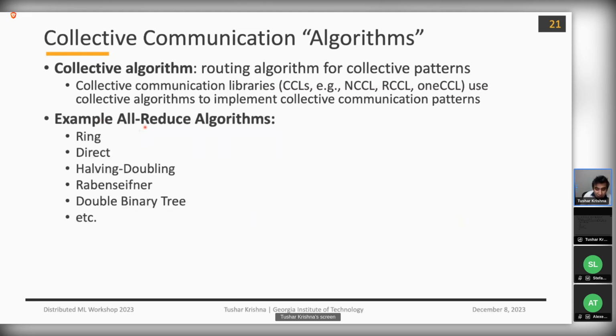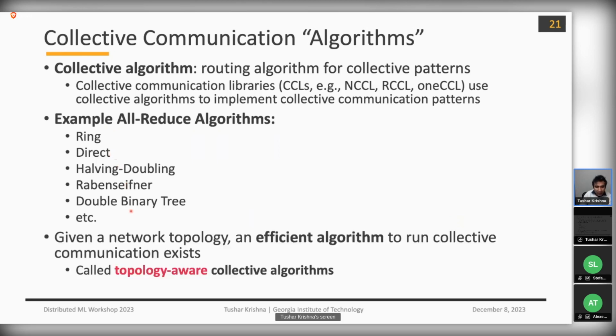So for example, for an all reduce, there are several algorithms: ring, direct, halving-doubling, Rabenseifner, double binary tree, and so on. And given a network topology, typically there exists one of these algorithms that is the most efficient for that topology. So this is what is called a topology-aware collective algorithm. So let me give an example.